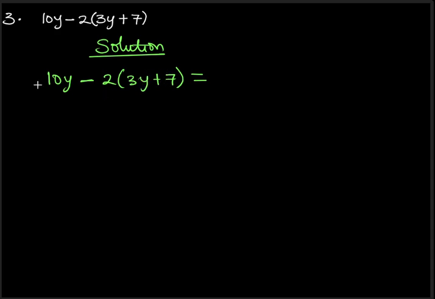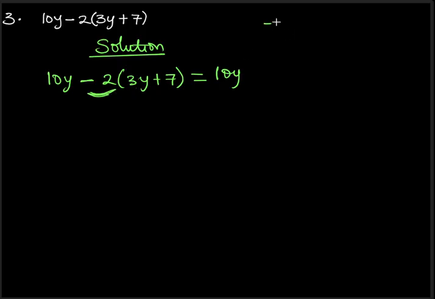Now we need to know what is multiplying the bracket. What is multiplying the bracket is minus 2. 10y is not multiplying the bracket, so 10y has to wait. And then minus 2, please, it's not 2, it's minus 2 that is multiplying the bracket.